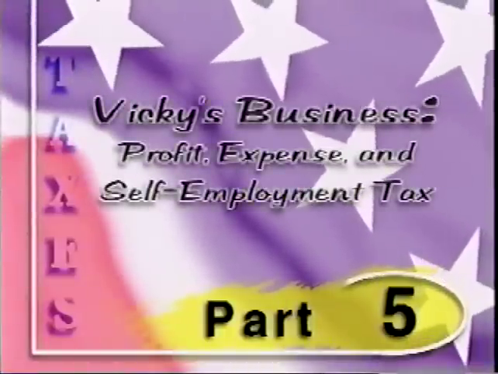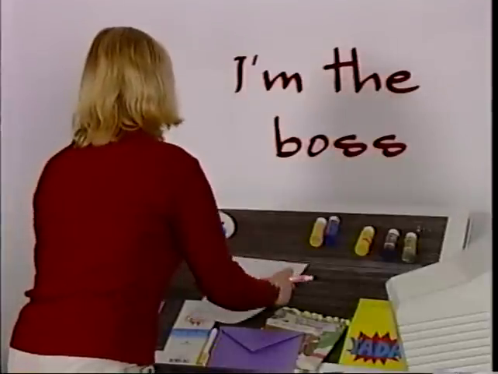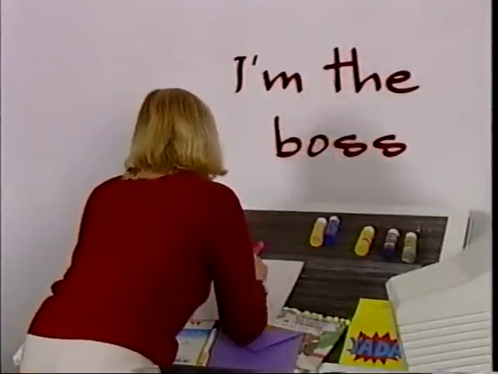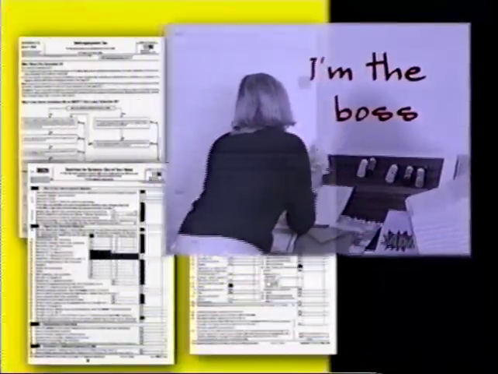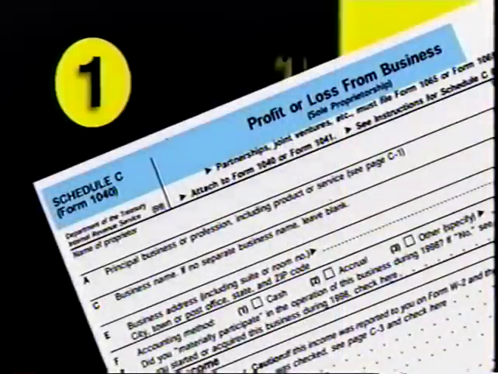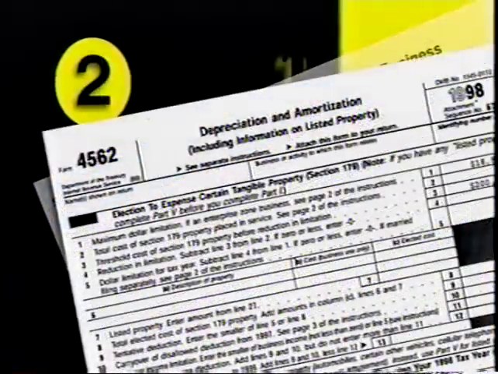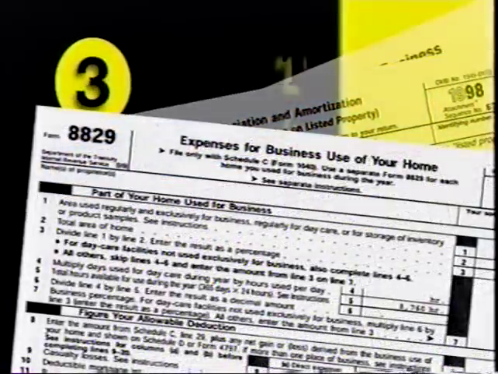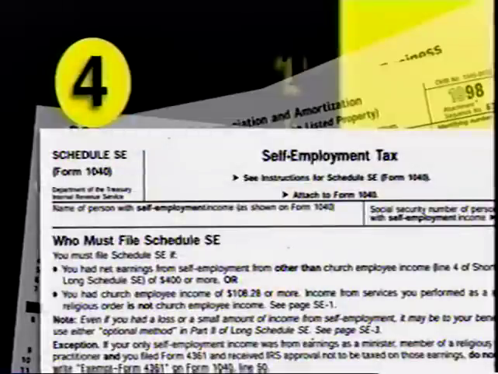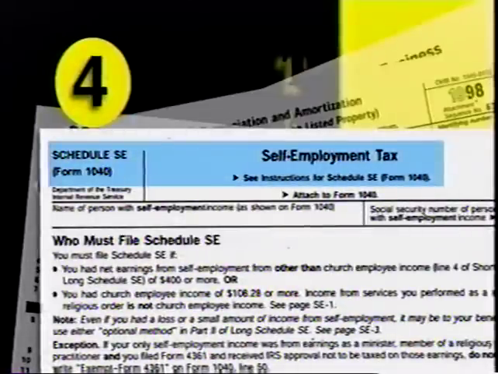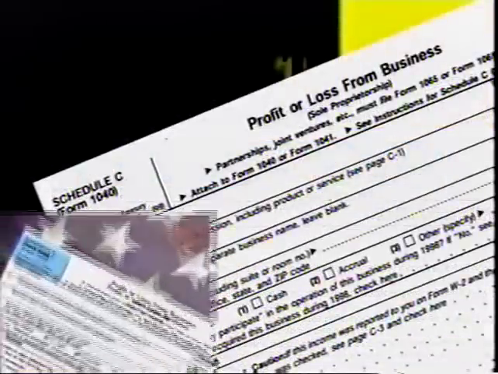Part 5, Vicky's Business, Profit, Expenses, and Self-Employment Tax. Not only is owning your own business a huge time commitment, but it's also a heavy tax process too. The proof? We'll be using 4 tax forms. They are 1. Schedule C, Profit or Loss from Business. 2. Form 4562, Depreciation and Amortization. 3. Form 8829, Expenses for Business Use of Your Home. And 4. Schedule SE, Self-Employment Tax. We'll start with Schedule C.